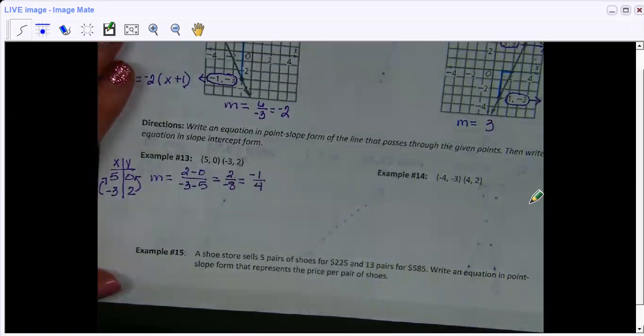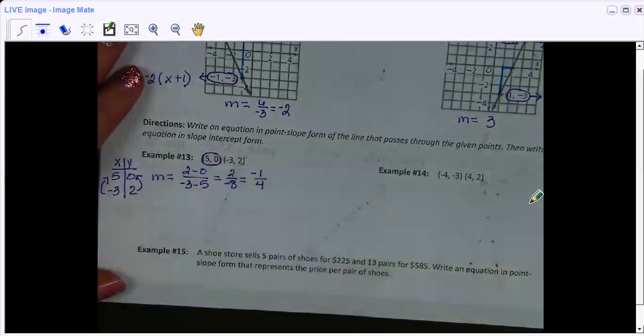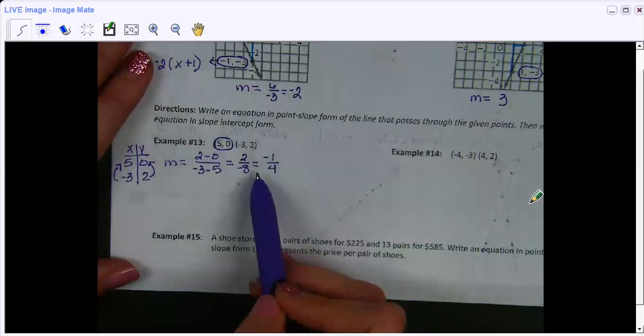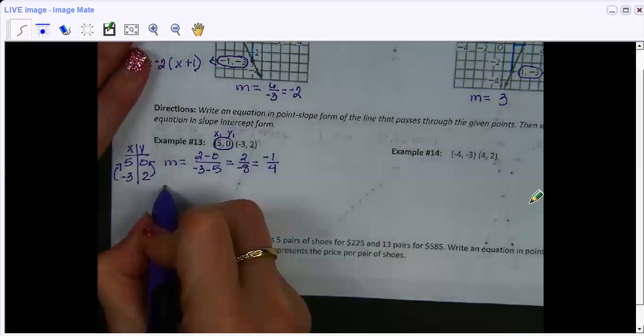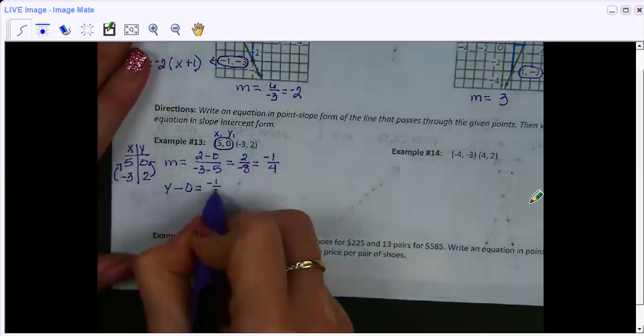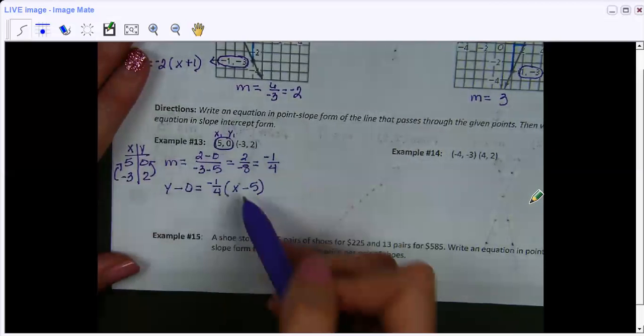Now we're going to choose a point and use the slope to write it in point slope form. So I am going to choose this first point, because it's positive and it has a 0. Zeros are always easy to work with. And using this point and this slope, I'm going to plug it into the point slope formula. Remember, 5 is going to be your x1 and 0 is going to be your y1. So y minus 0 equals negative 1/4 times x minus 5.